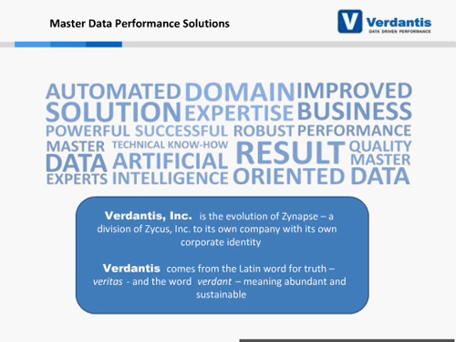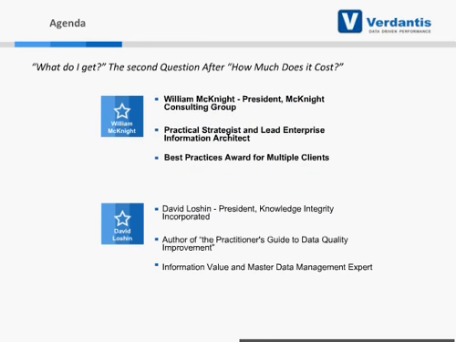The format for today's event is that we will begin with William McKnight. William McKnight is the president of McKnight Consulting Group. He is well known as a practical strategist, and his client engagements as lead enterprise information architect have garnered several best practice awards. William will leverage his experience as a practical strategist to share real-world best practices in value monetization for master data management and master data governance within the broader scope of information technology ROI approaches.